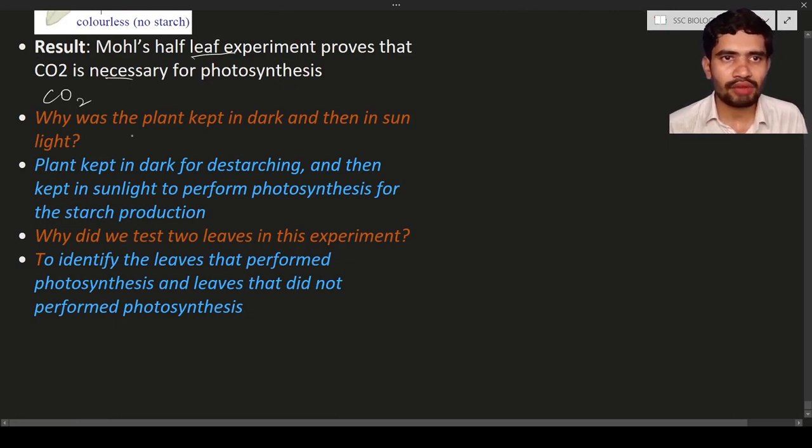The question is, why was the plant kept in the dark and then in the light? That is for the destarching process. For destarching, we keep the plant in the dark room for 1 week or 6 days. Then the plant is kept in the sunlight to perform photosynthesis and produce starch. Next, why did we test 2 leaves in this experiment? To identify the leaf that performed photosynthesis and the leaf that did not, which is the one kept in the glass bottle.